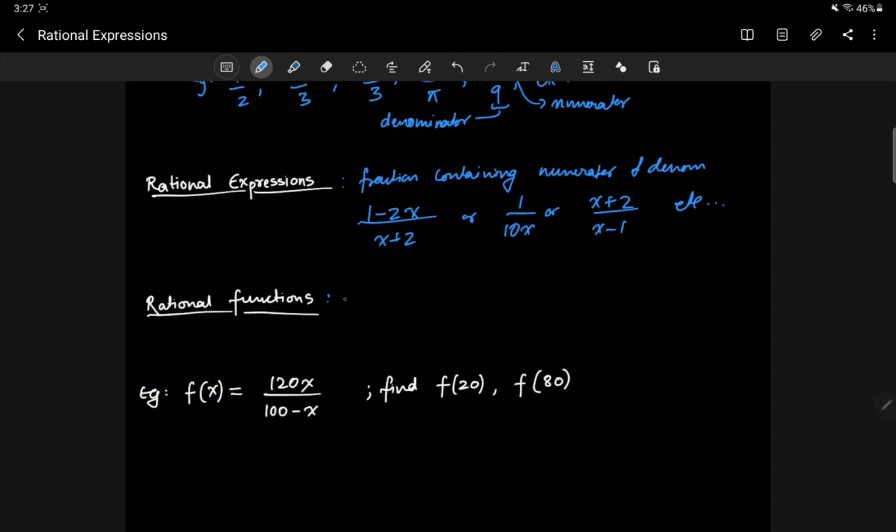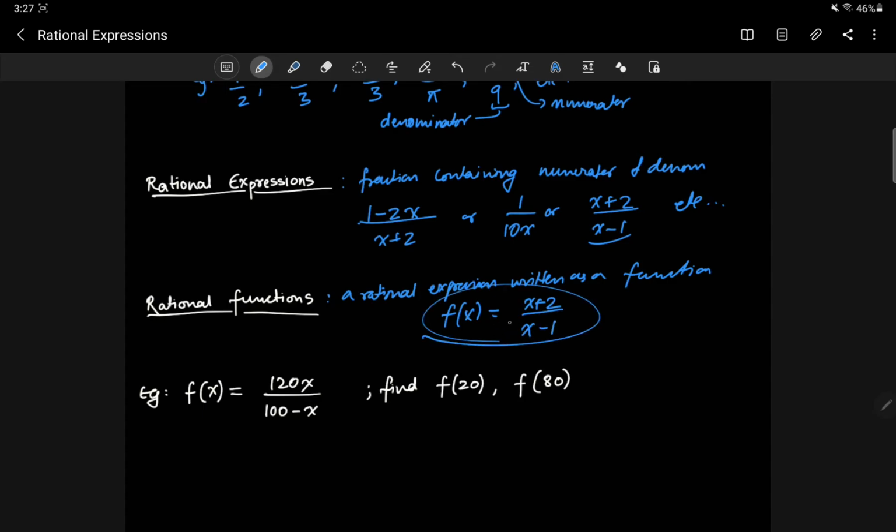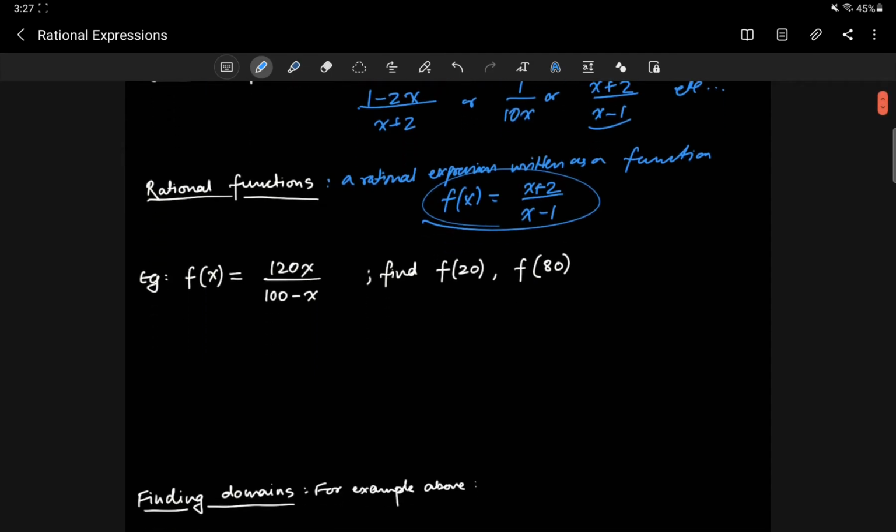A rational function is basically a rational expression written as a function. Meaning, if I say, for example, that f of x equals x plus 2 over x minus 1, then writing it in this form with an equal sign makes it a rational function as opposed to being just a rational expression. So for example, here is a rational function.